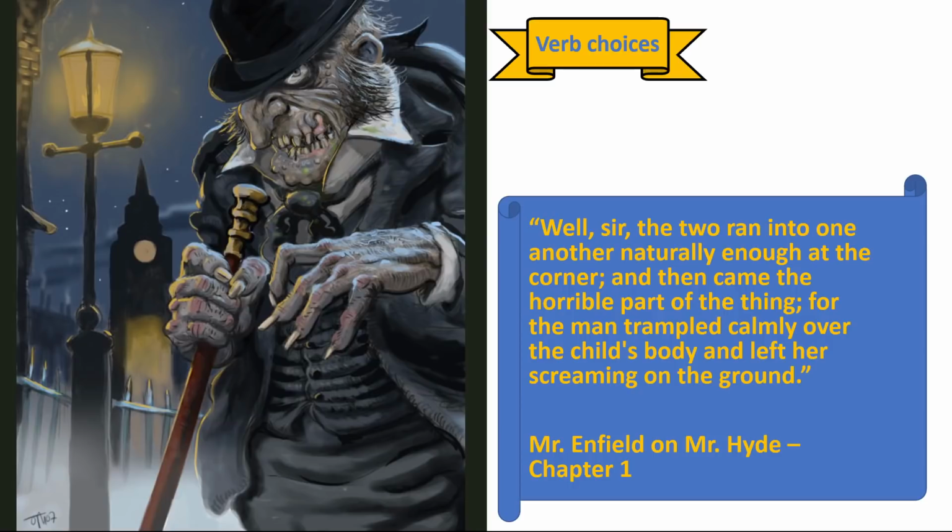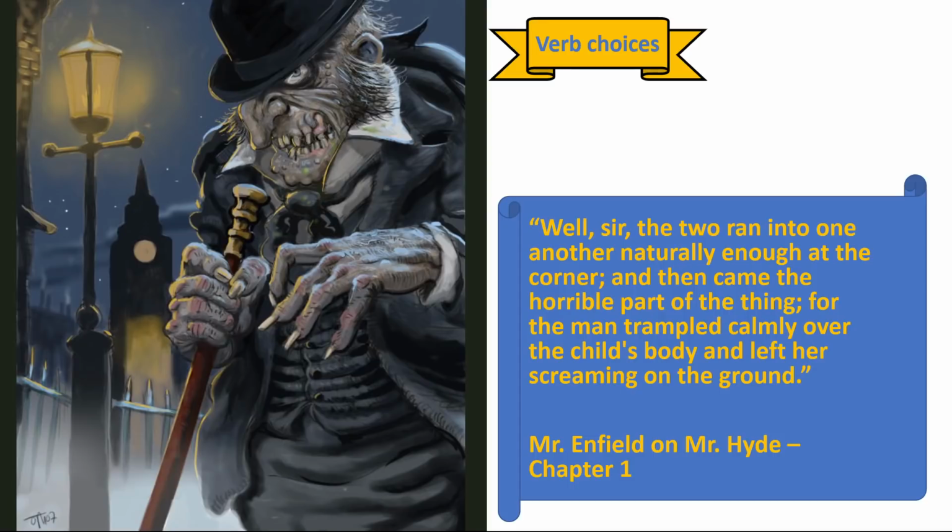I think when you're analysing individual words, it's often helpful to consider perhaps diluting the verb or the adjective and comparing that version with the one chosen by the author. So for instance, what would be the difference if he left her calling out on the ground or crying on the ground? It's not quite as intense as screaming, which suggests more pain and more suffering, more intensity altogether.